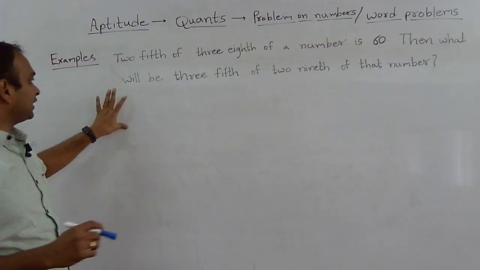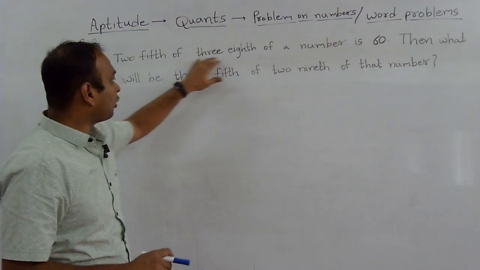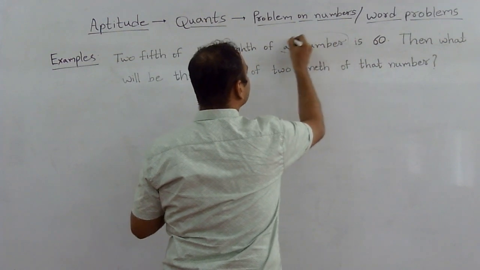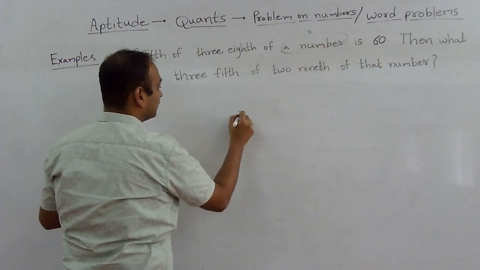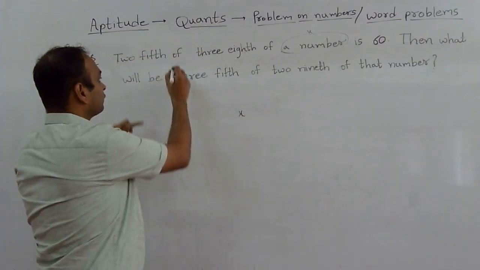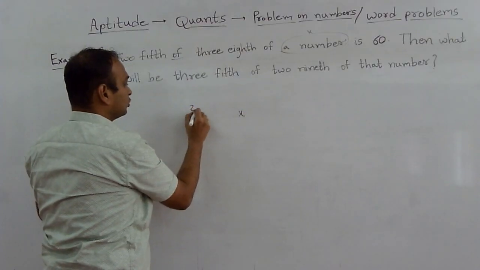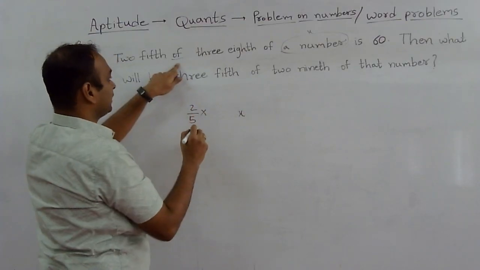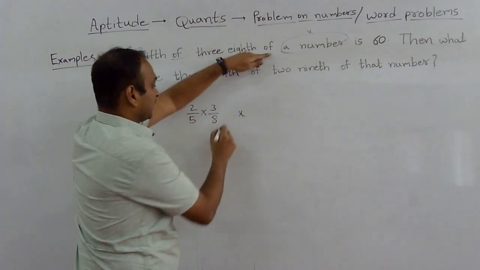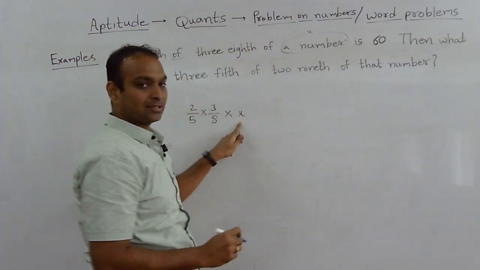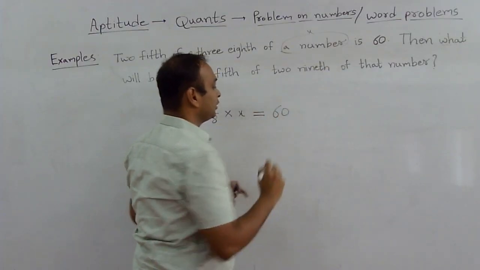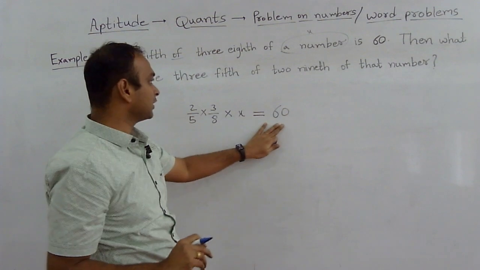So what is given in the question? 2/5 of 3/8 of a number. We don't know the number, so let's consider this number as x. So what is given? 2/5 of. 'Of' means multiplication. 2/5 is 2 upon 5. Then 'of' means multiplication, 3/8. 3/8 is 3 upon 8. Of again means multiplication, a number x is taken, is equal to the value given, 60. So this is one equation.